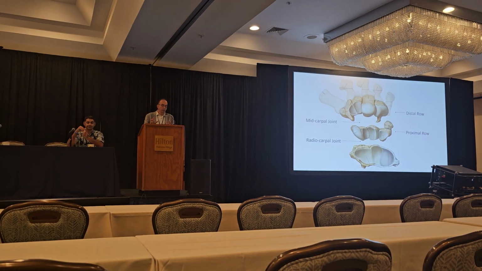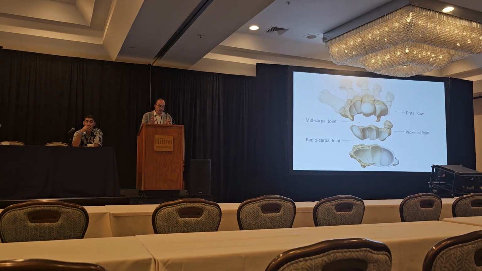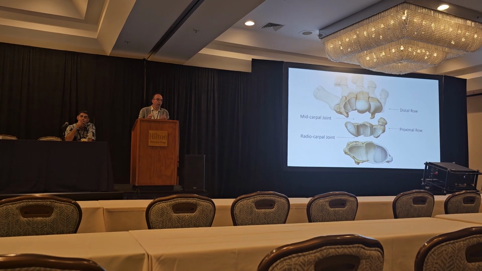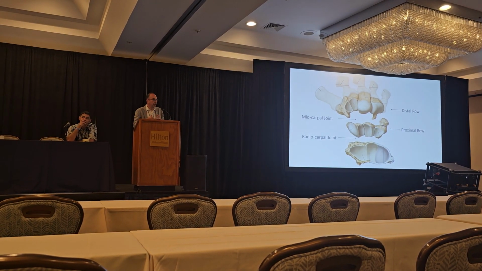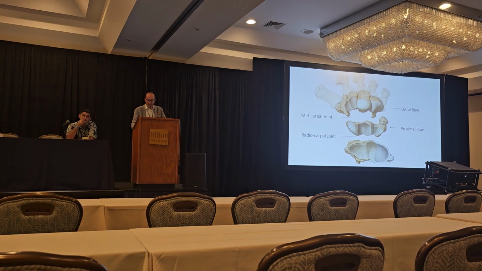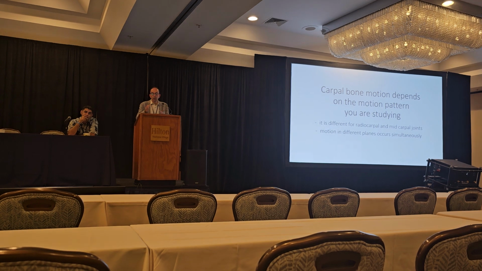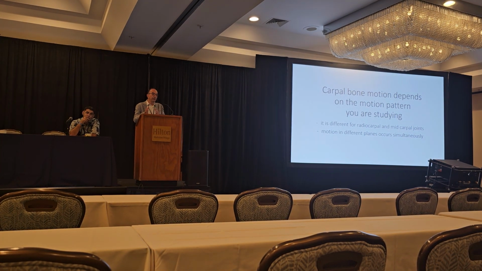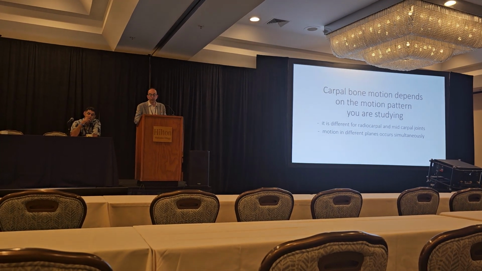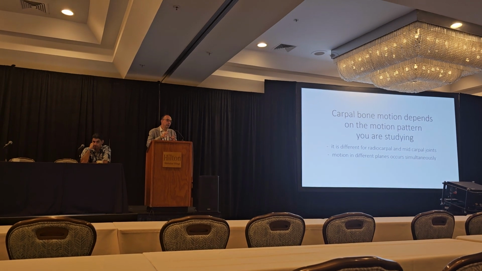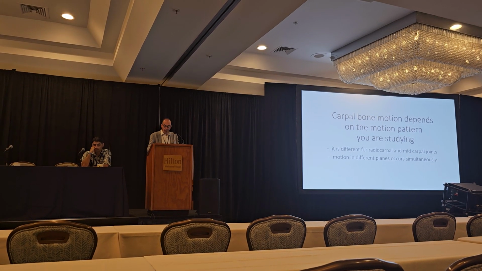So if you want to understand kinematics, you have to think rows. You have to think that there are two joints, radiocarpal and midcarpal, and the motion depends on the motion pattern that you are studying. It's different for radiocarpal and midcarpal joints, and different motions in different planes occur simultaneously.